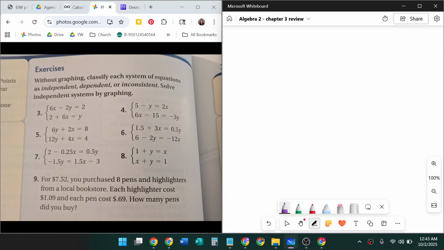Do you get the idea? Number 6 is not really kind of fun looking, so I'm going to actually multiply everything in that by 2. So 1.5 times 2, 3 times 2, and 1/2 times 2. And then the other one is 6 minus 2y equals -12x.